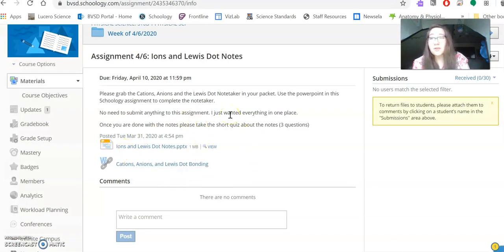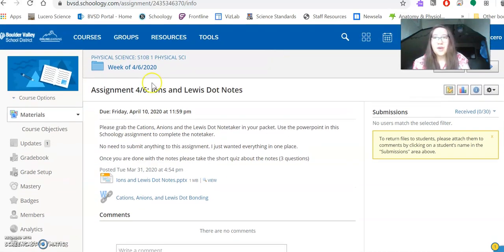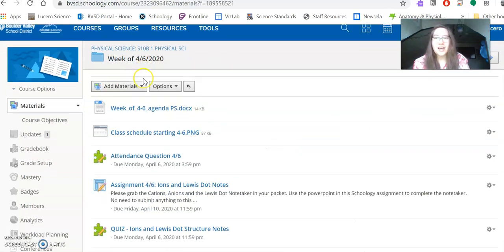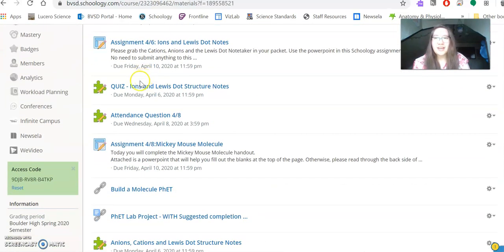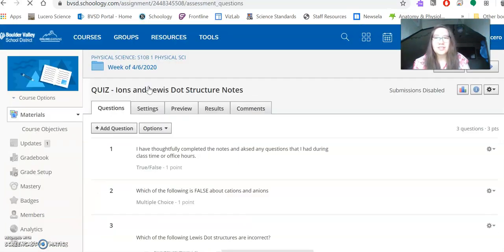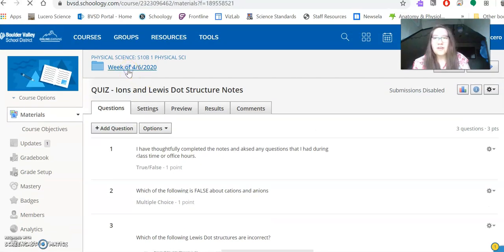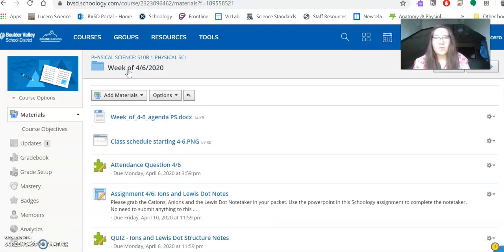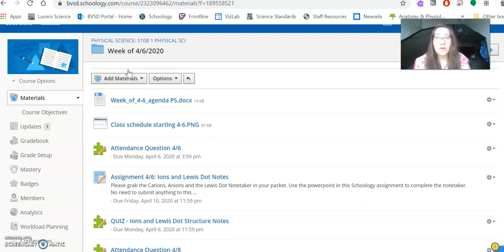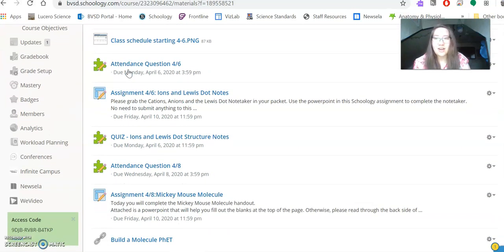Now, the ultimate test of whether you understand this. Obviously, you're going to take the notes in your note taker, but I'm not asking you to take pictures of it and submit it onto Schoology like we did with our review last week. What you're going to be doing instead is you're going to go back into this week of April 6th, and you're going to take this quiz over ions and Lewis dot structure notes. This is a quick 3-question quiz in which you get to assess your knowledge and whether you really understand what we just learned today during your notes.